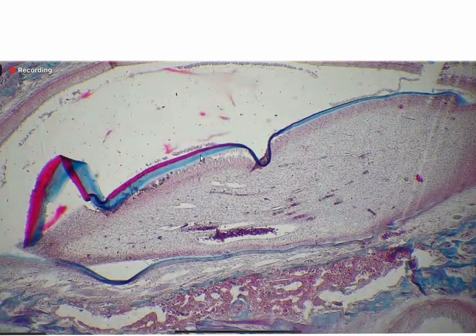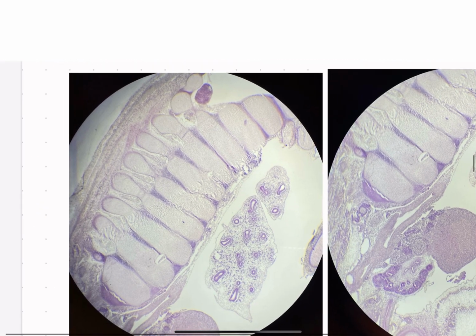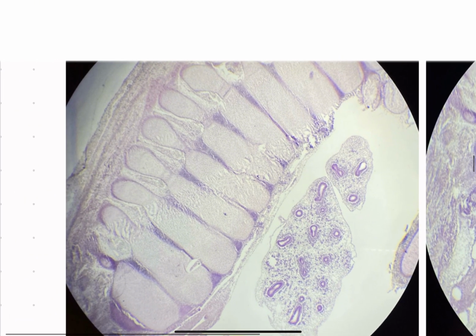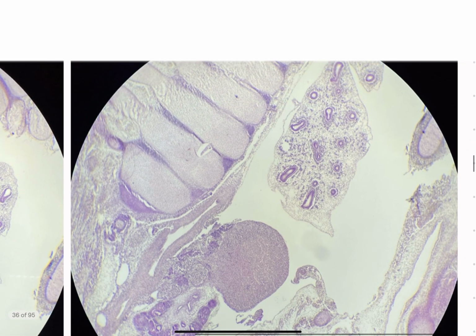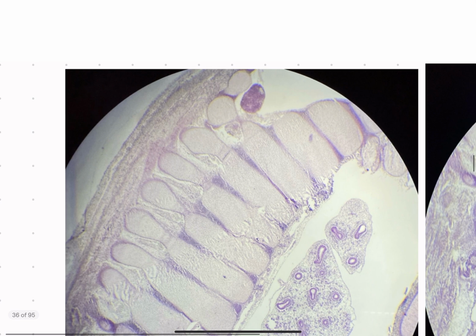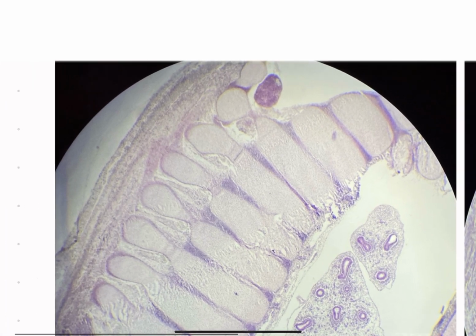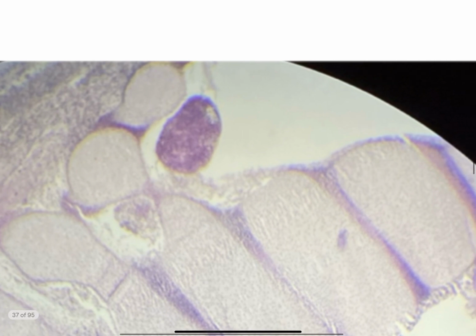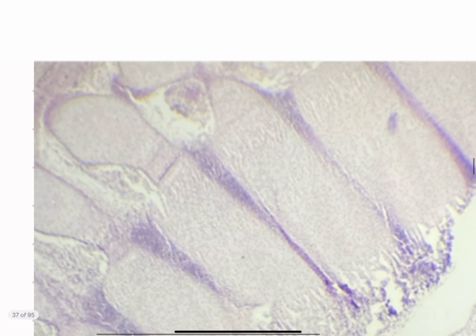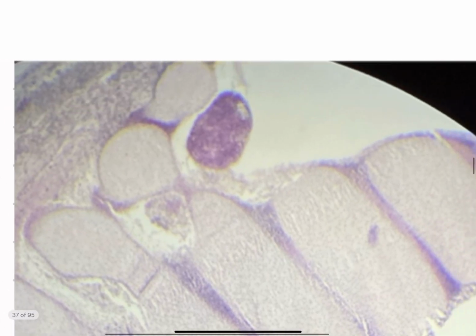All right. Next slide. We see something like this. This is further down, but we're going back up. We're zooming into this area. And you get to see this. Please write down the name of this structure.